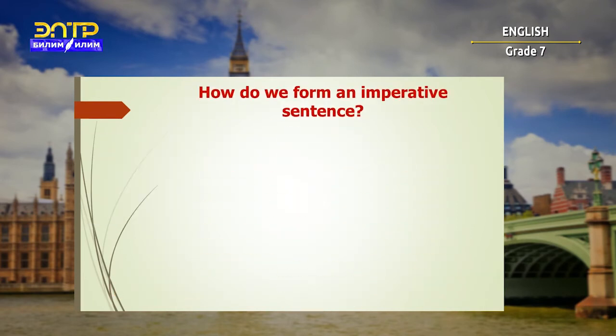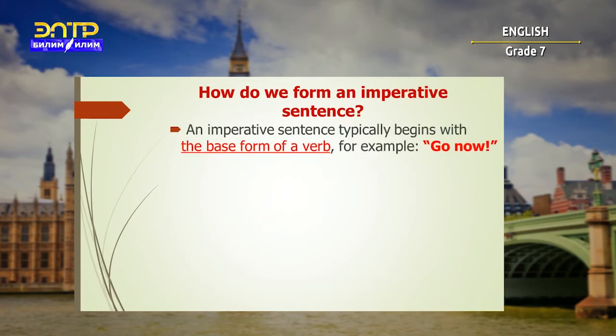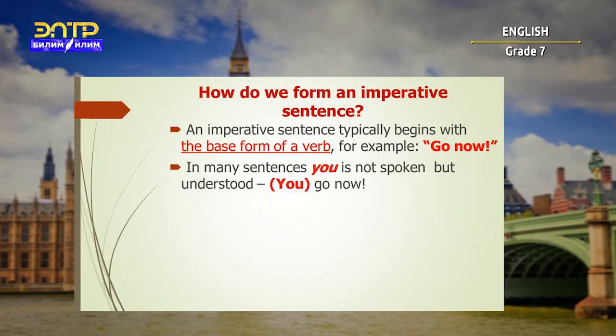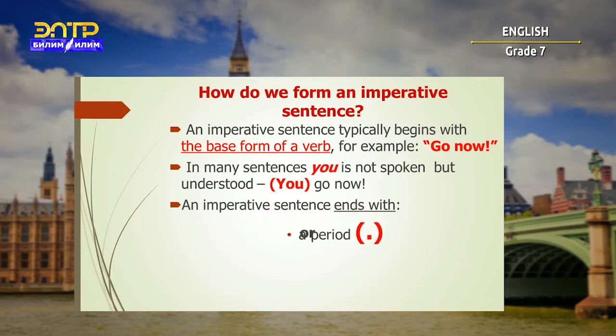How do we form an imperative sentence? It is a relatively easy type of sentence to form. It begins with the base form of a verb. For example, go now. In many sentences, you is not spoken, but it is understood. You go now, and normally we don't write you. An imperative sentence ends with a period or an exclamation point.